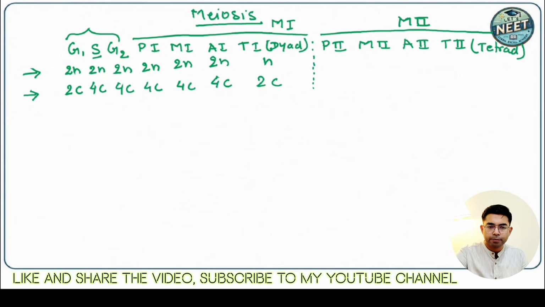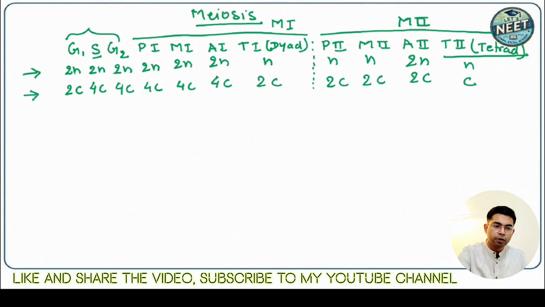And then prophase 2, so this dyad will enter into meiosis 2, so it will remain n and 2c. Then metaphase n and 2c. Now what happened during anaphase 2? Splitting of centromere will happen, and splitting will increase the chromosome number, so it gets double, 2n and 2c. And then in tetrad and telophase, 2n become n and c. So as you can see, 2n, 2c in the end become n and c.